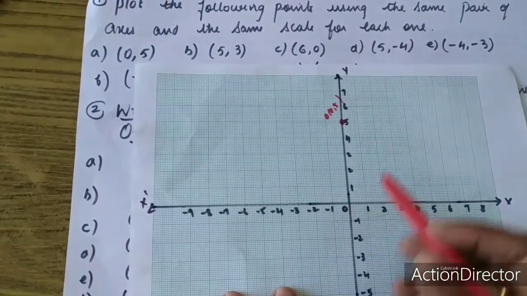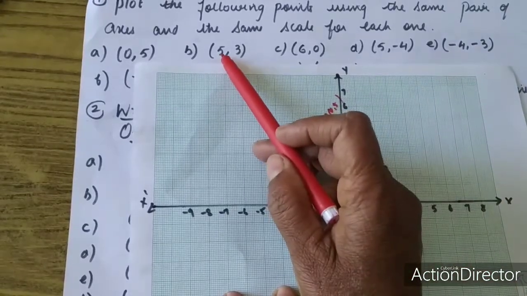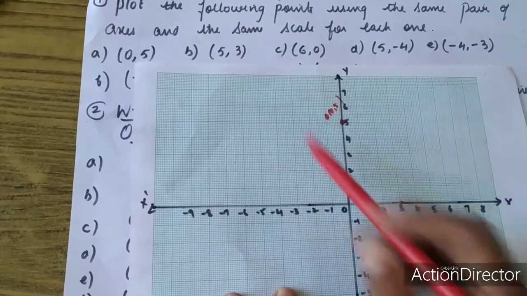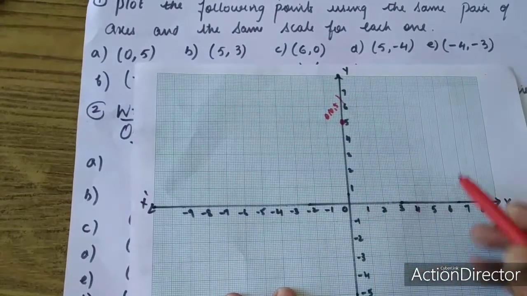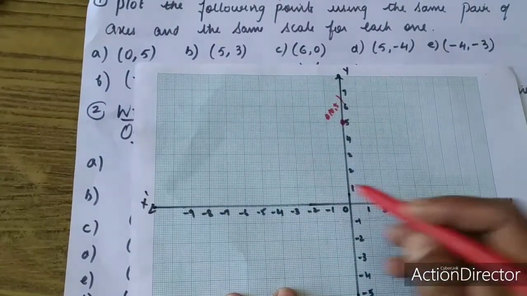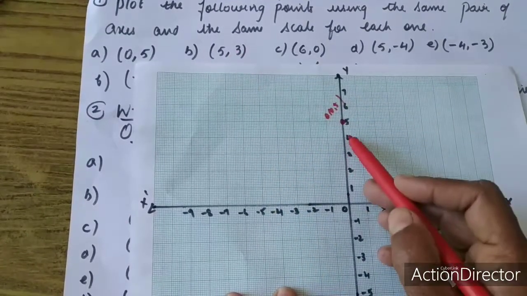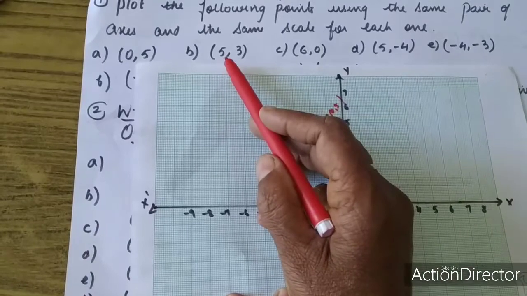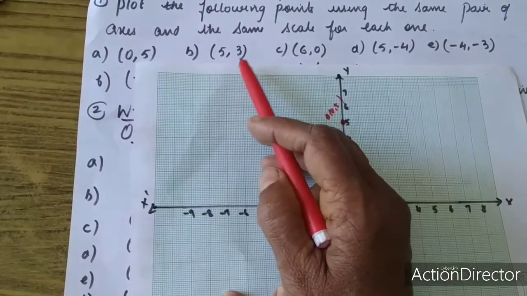That is, first, I always said the first point is always from the x-axis. The second point is always from the y-axis. So, you find 5 from x and 3 from y. You should not plot it separately as 5 and 3. You should plot the intersection point of 5 and 3.